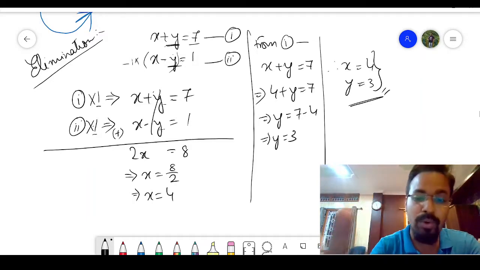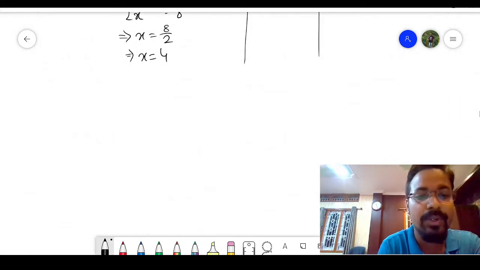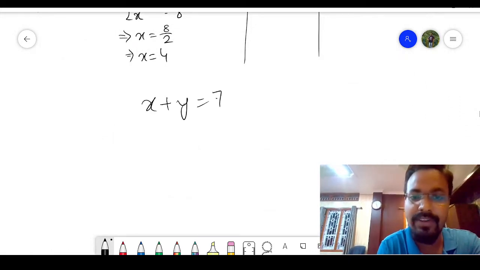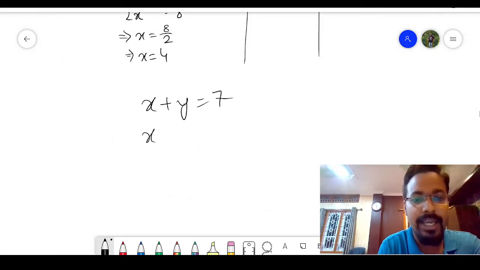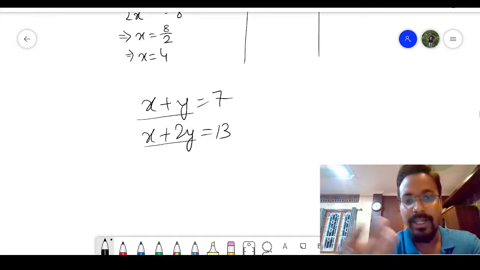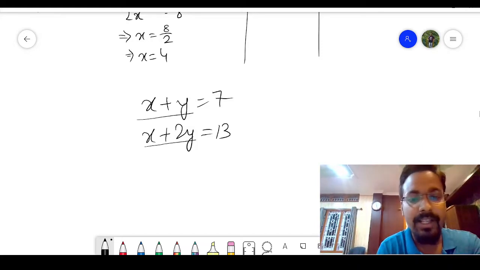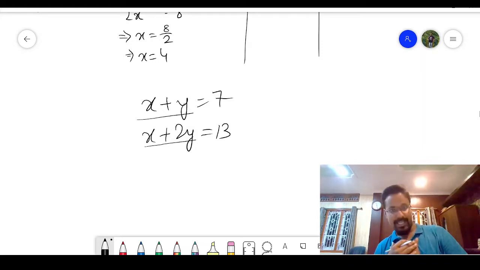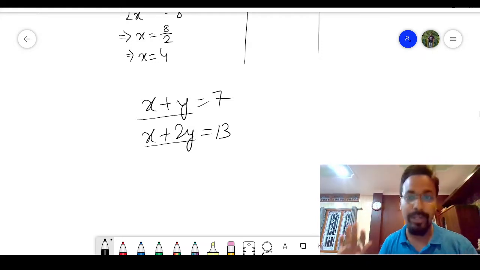Let me give you one more example so that it becomes clear. Suppose you have the equations x plus y equal to 7 and x plus 2y is, suppose, 13, whatever. In this case both x and y are positive, so you can't do anything. Now also suppose I want to eliminate y. My choice is I want to eliminate y. What do I do here?